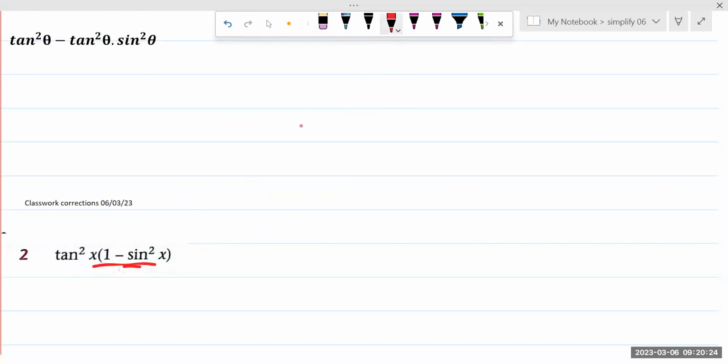And then we are going to write it, instead of it being 1 minus sine square of theta, it can be written as cos square theta. This is this part, okay, inside the bracket. So we've simplified the inside of the bracket.